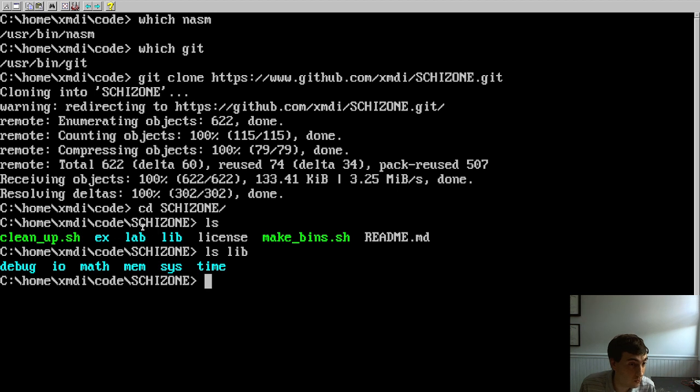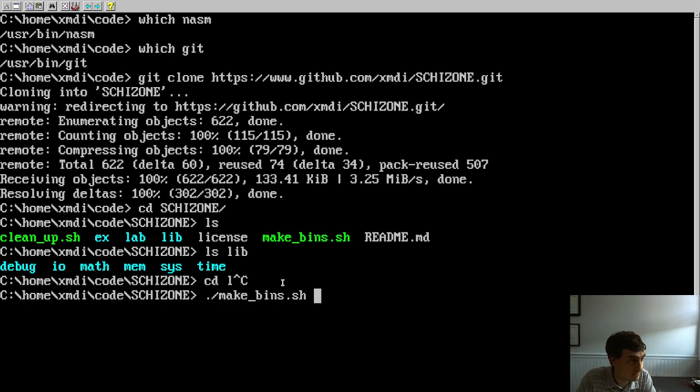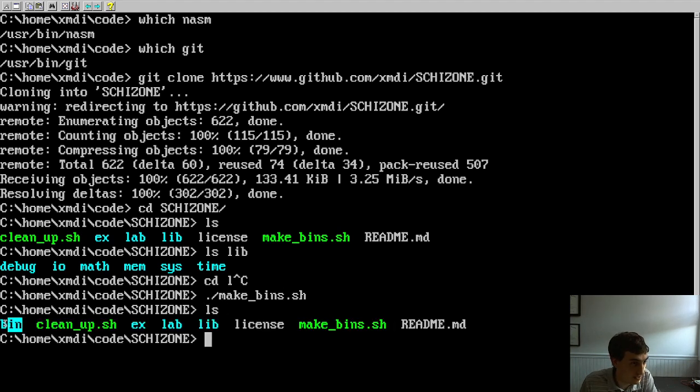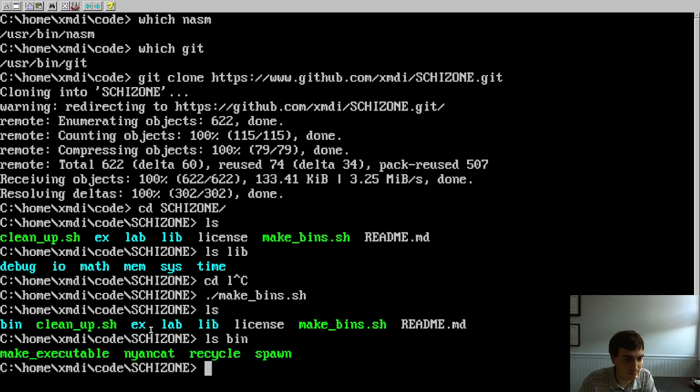But in this video, it's a lab, so we're going to put things in the lab directory. Before I go into the lab directory, run the make bins shell script. It's not a virus, I promise. Well, maybe it is. That just generates a bin directory. In that bin directory is a bunch of utilities that you can use. One we're going to use is make executable. That just turns binaries from just zeros and ones to being executable by the OS, just changing the permissions on that. So we need that for our software, so we have that function now.